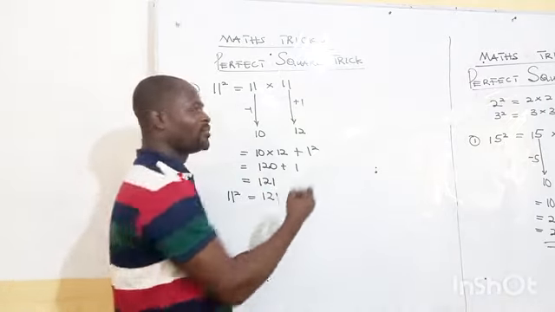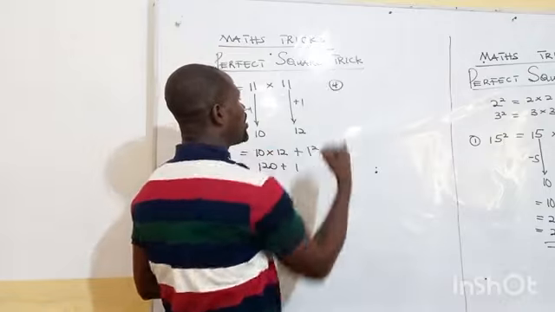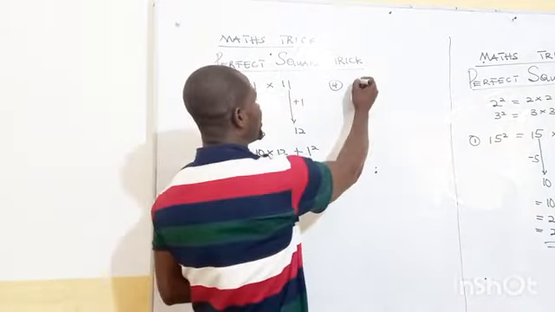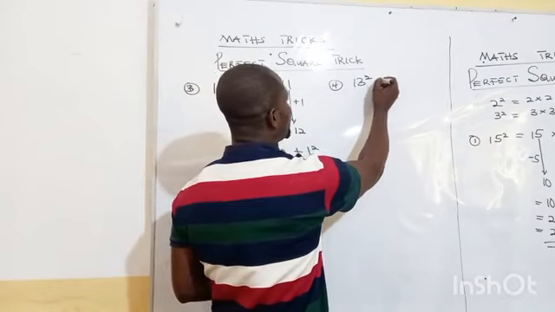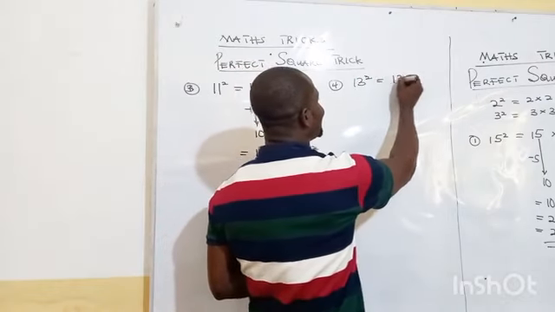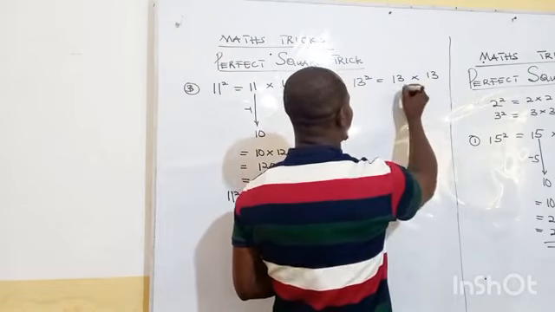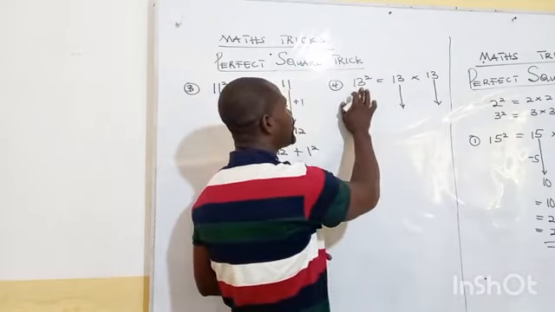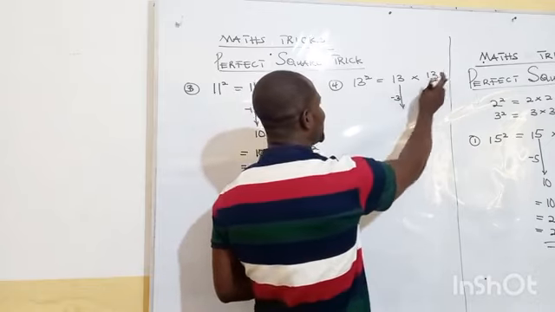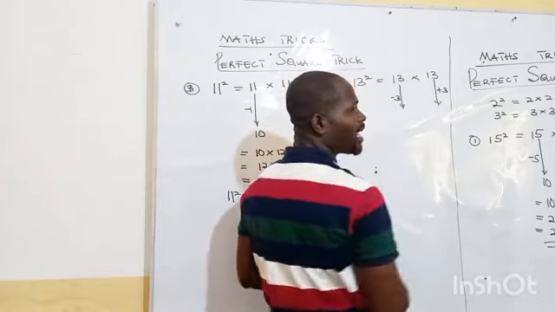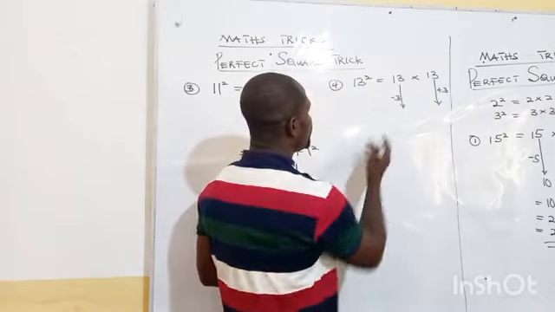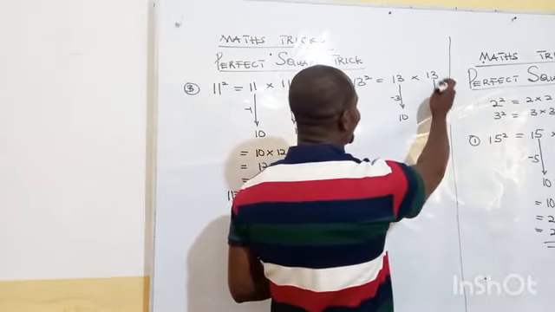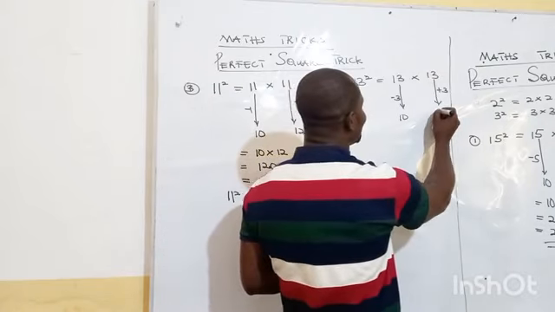Let's take another one, number 4. When you have 13 squared, which is the same as 13 times 13. So the last number here is 3. So we subtract the 3 and you add the 3 to this side as well. So when you subtract 3 from 13, you are getting 10. You add 3 to 13, you are getting 16.